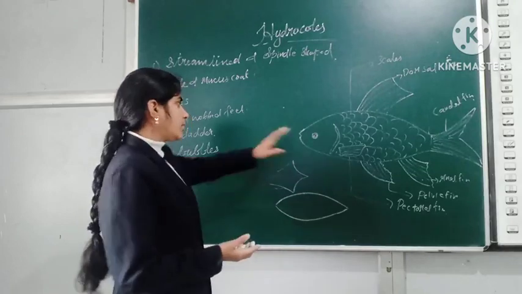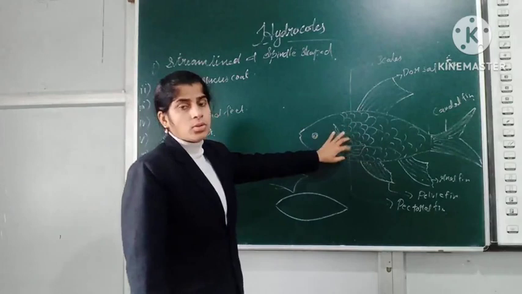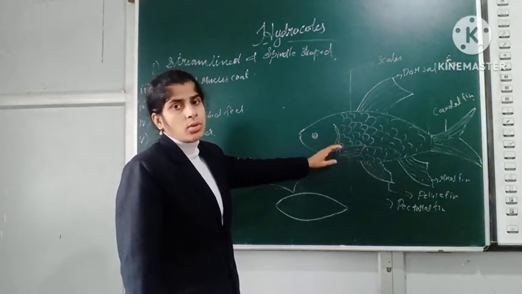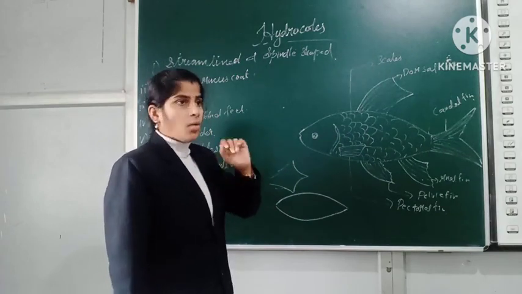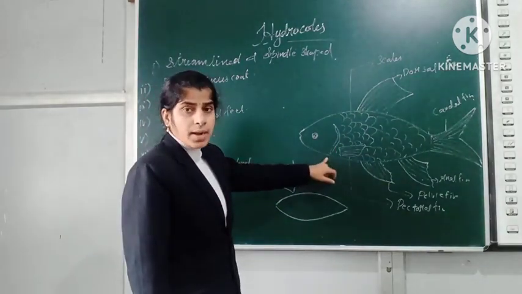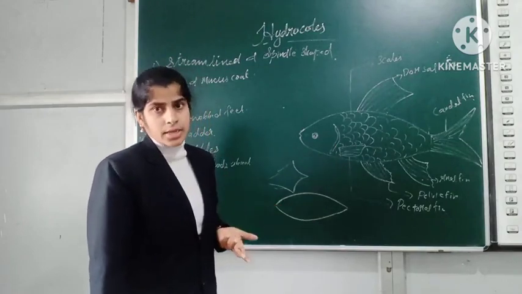Which means, see, if they have an air bladder in their body, they do not need to swim. That means they do not need to use their energy to move in the water current. Because of the air bladder, they are able to move through the water current without using energy.